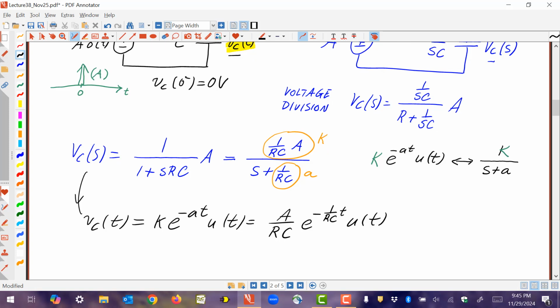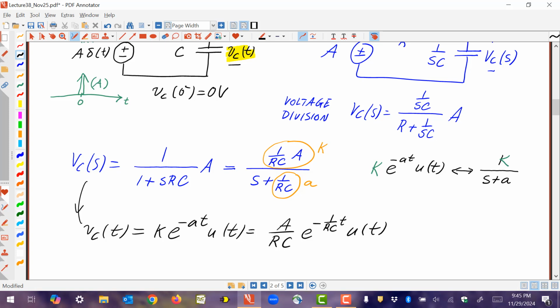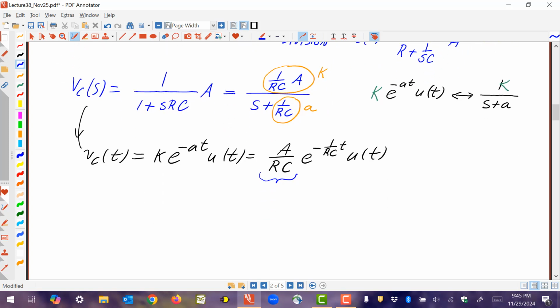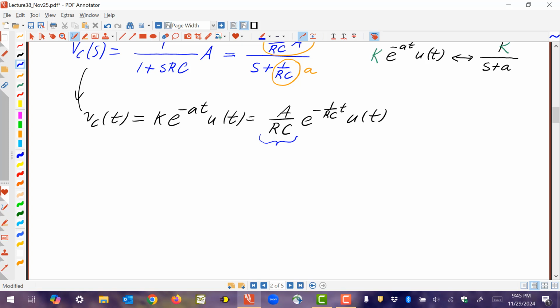Now, what you have to note here is that for the function VC of t, the amplitude is this. This is the value that's sitting up front. So in other words, if I had to draw this function, let's just do that for now. Here's the input. Input was an impulse. We drew it out already. Let's just do it again. So here's our Vin, which had area A. And the response that we're getting, this VC of t that I just solved for, looks like this.